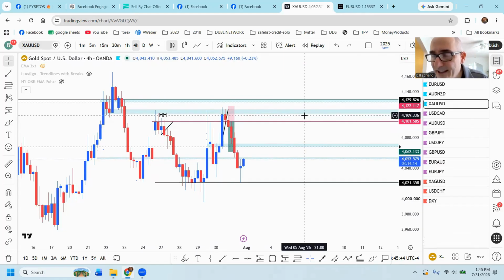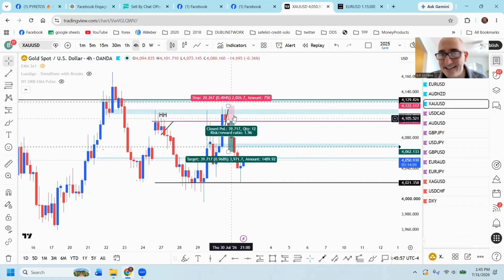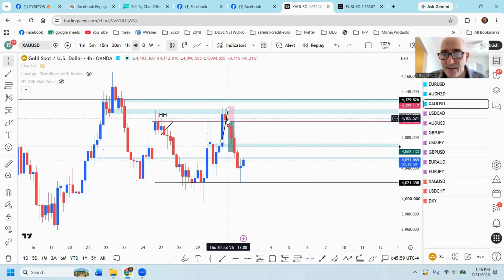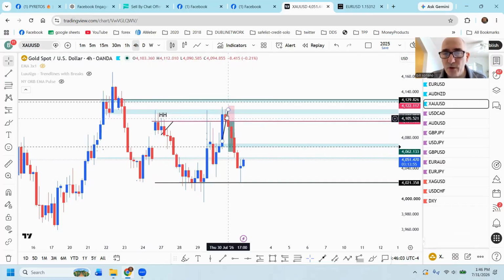We don't believe it is. We're looking for a little bit more. So we do not get a confirmed break of structure. Now, we thought we were going to get it on the next 4-hour candle, but we didn't. And then what happened after that? It started dropping. So at this point right here, we were bearish on gold, and that's when this trade went off.